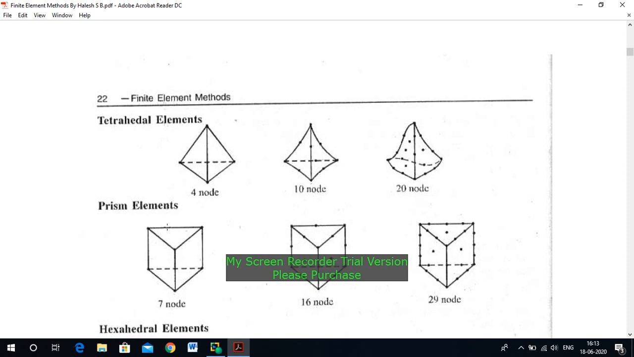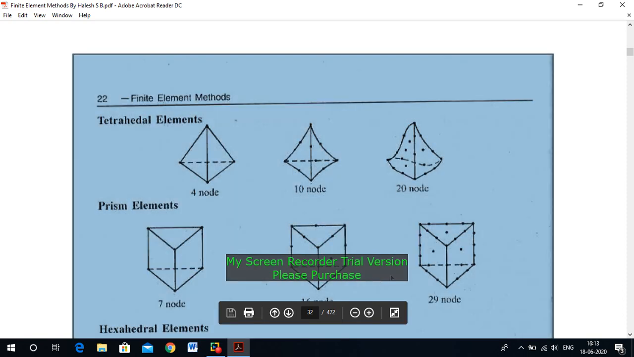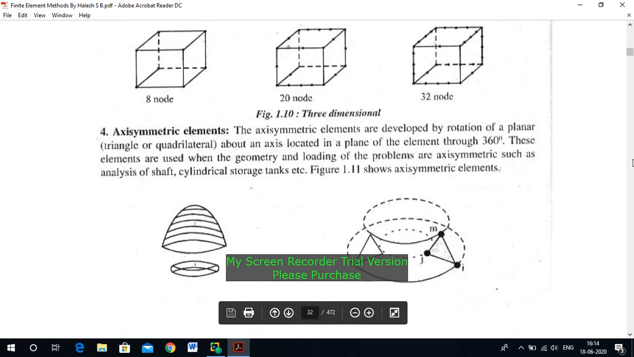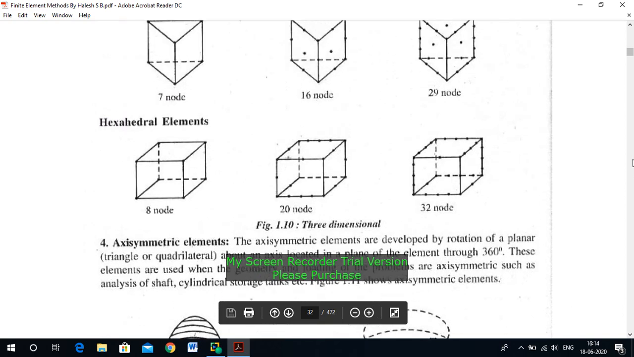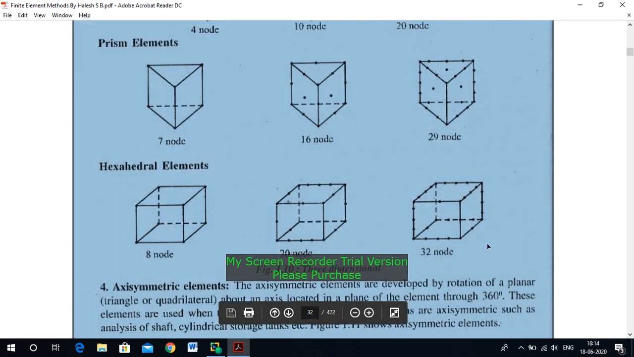Next, prism elements, an example of a 3D element. This is the geometry of the figure that I drew here. These are the prism elements. It consists of 7 nodes in this figure, and in this one 18 nodes, and in this figure 29 nodes. And here the hexahedral elements are also examples of 3D elements. The third type consists of 8 nodes, and in this figure it consists of 20 nodes, and in this figure it consists of 32 nodes.